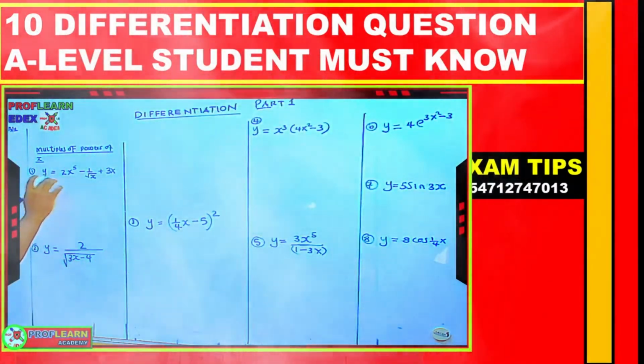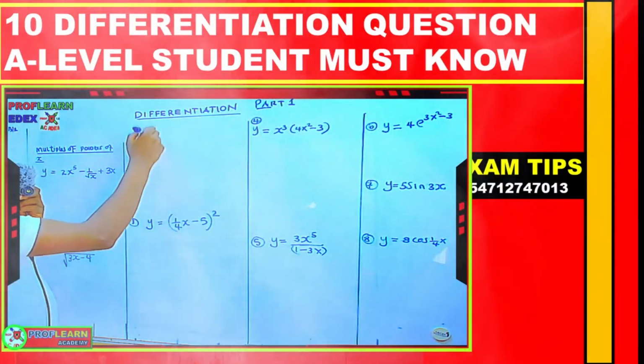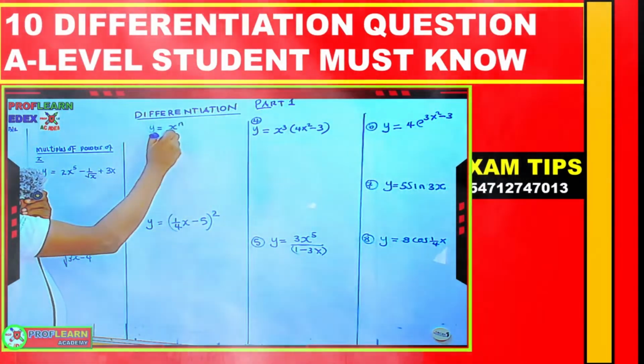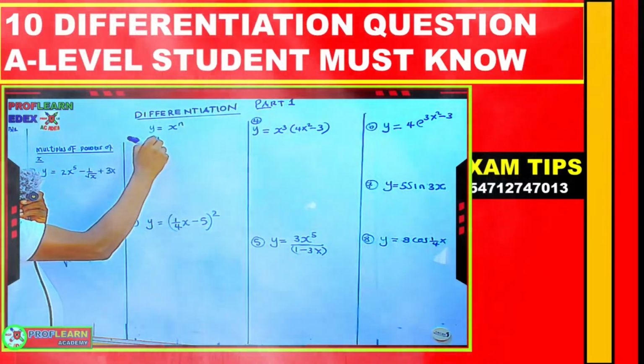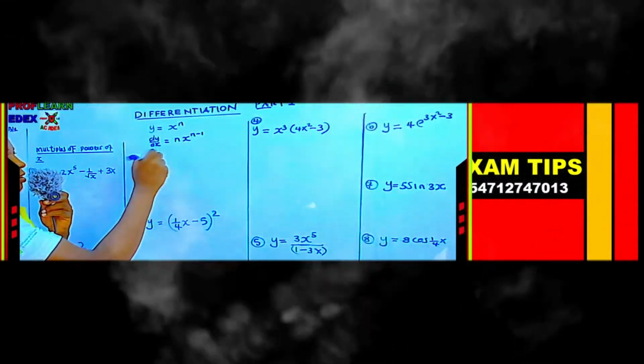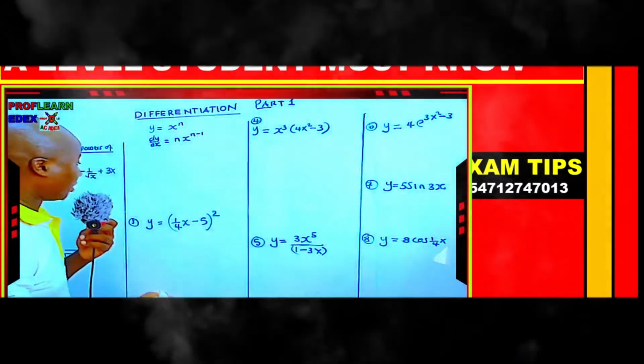So this equation here, in order to differentiate this, something you need to remember is that if you have y equals x raised to power n, then dy/dx is going to be equal to nx^(n-1). So that is exactly what you're going to get. And the moment you differentiate a constant, your answer is going to be 0.